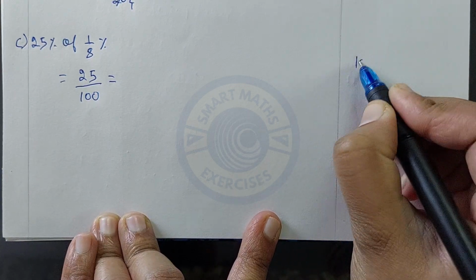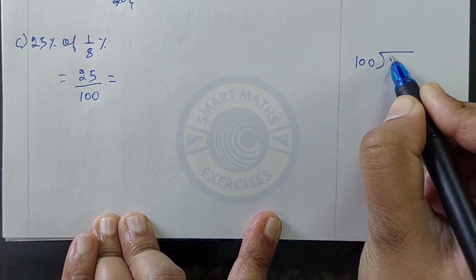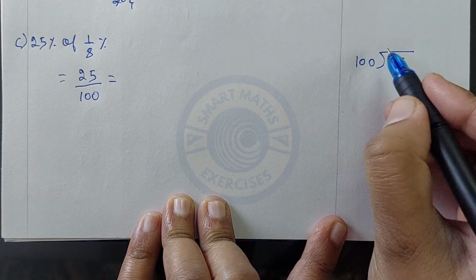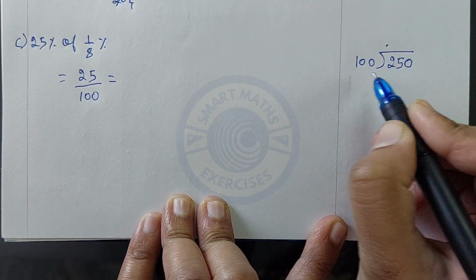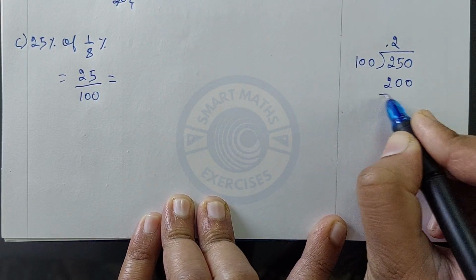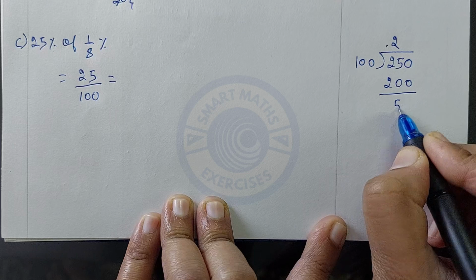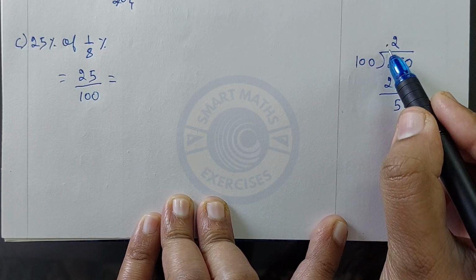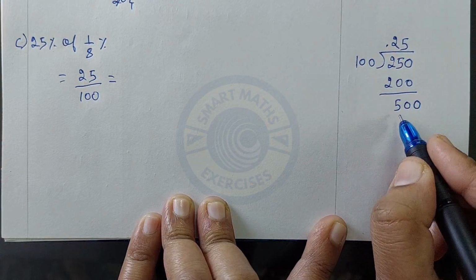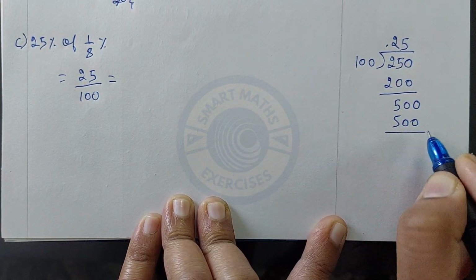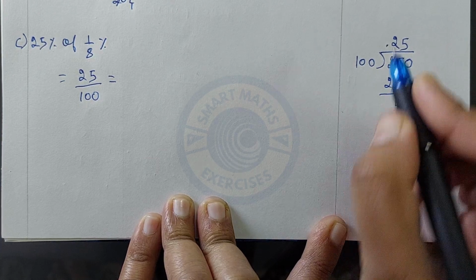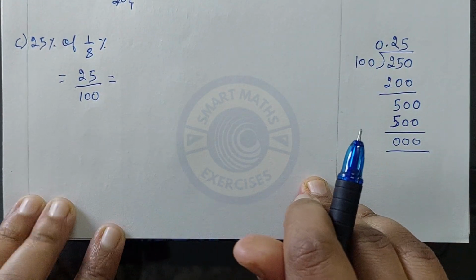That is 100 outside, 25 inside. 25 is less than 100. So put a decimal point and add a 0. 100 2s are 200. 250 minus 200 is 50. We already have a decimal point here, so add a 0 here. 100 5s are 500. 500 minus 500 is 0. So answer is 0.25.